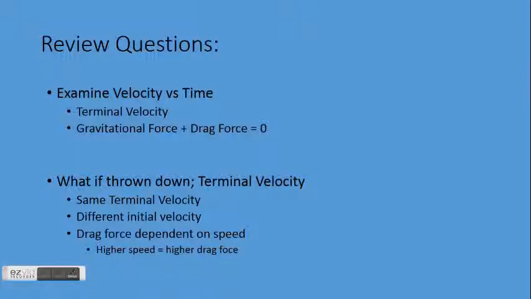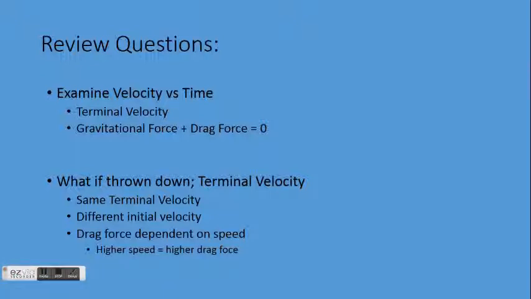After collecting this data, we have a couple review questions. First off, we're going to examine what velocity versus time has to do with terminal velocity. Terminal velocity is going to happen when the object's drag force is equal to the gravitational force pulling it down. That means that terminal velocity is when the net force is 0 and the velocity is no longer changing.